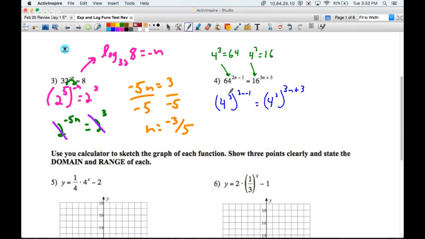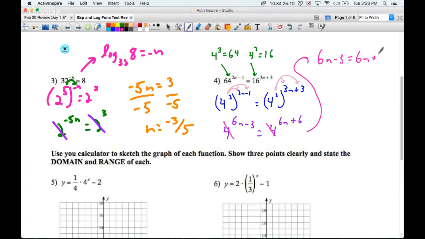Our power to a power property states that we can now multiply these. When you have an exponent raised to another exponent, you multiply the exponents, and now we've got 4 to the power of 6n minus 3 equals 4 to the power of 6n plus 6. The bases match on both sides, so we can get rid of them. Now we've got the equation 6n minus 3 equals 6n plus 6.